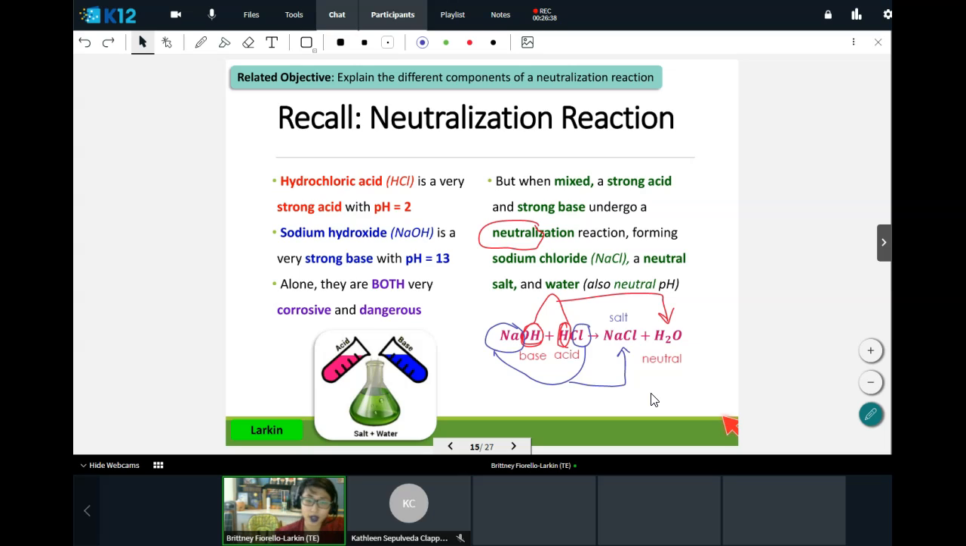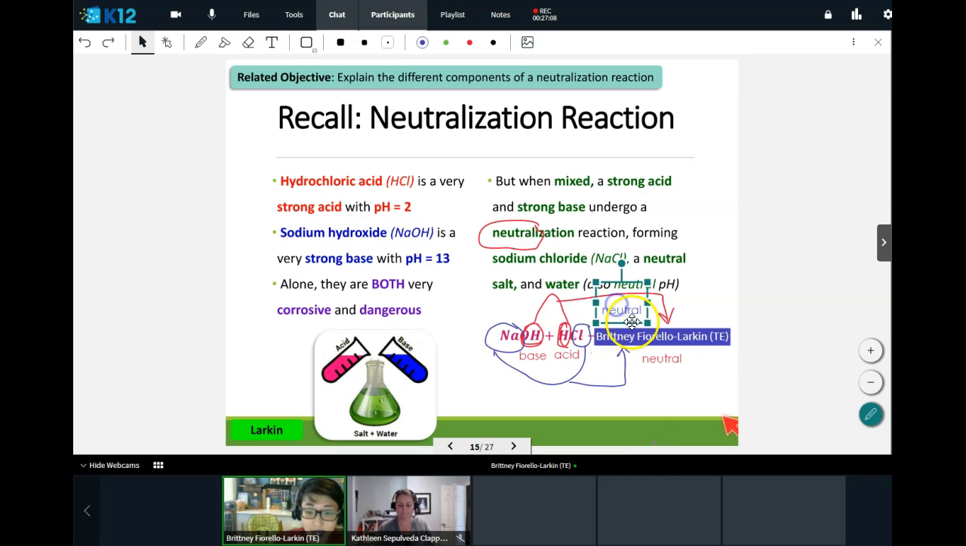Now, what I want you to think about is if I have a strong base and a strong acid, do either of them win? Think about two really strong people in a tug of war. If they are equally strong, does anybody really win? No, nobody wins. And so that is why this salt ends up being what we call a neutral salt. Because the acid and the base, nobody won. It just ended up with neutral water and neutral salt.